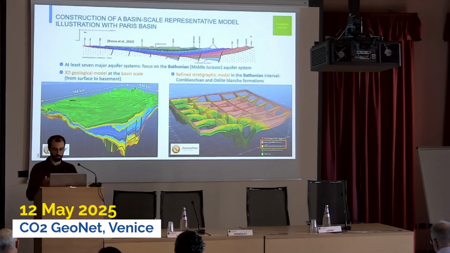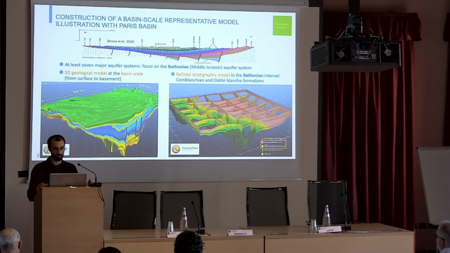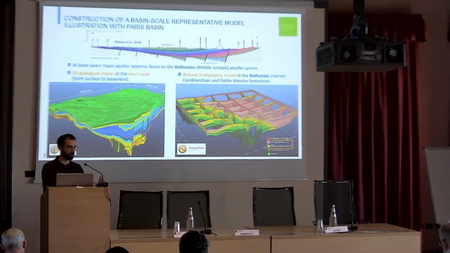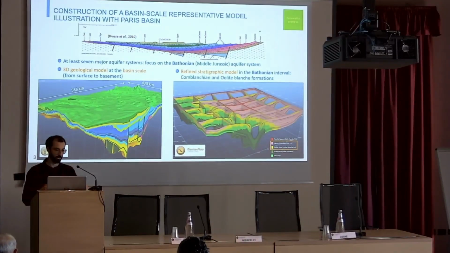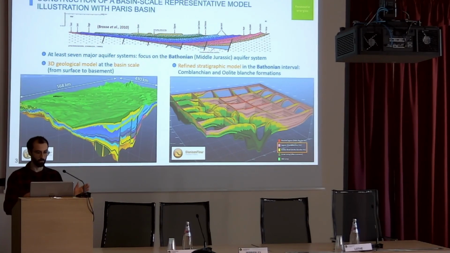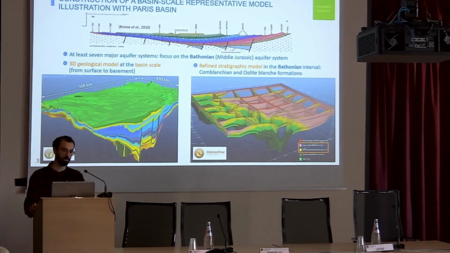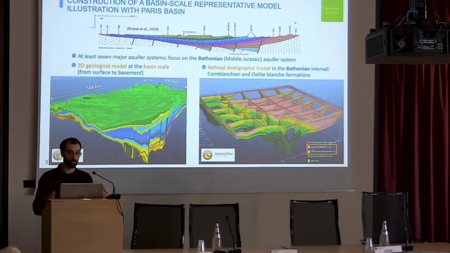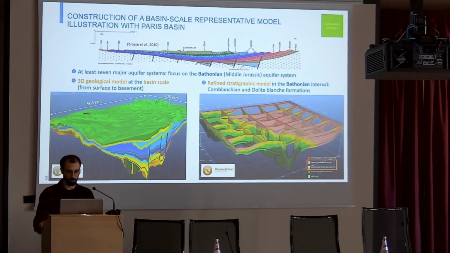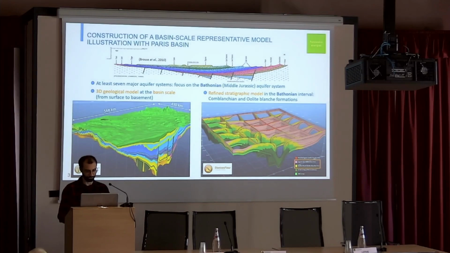To see that there was a different depositional environment. So we link this depositional environment to lithofacies, which have their own petrophysical properties that we will use in the basin simulation. And so in the Batonian, for example, we go from 1 layer to 7 layers with a different type of carbonate, for example, Comblanchien, Oolite Blanche, and Dalle Nacrée.